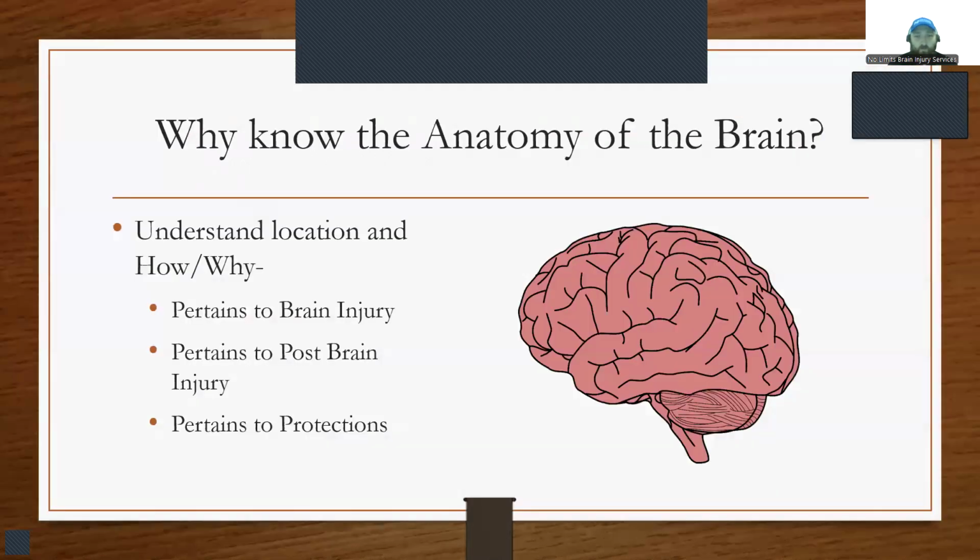And why should we know about anatomy? Is the brain just one part? Well, just like a car engine, there's multiple parts of the brain. So, using location, we can understand how and why things happen the way they do, especially with a brain injury, and also what happens post brain injury. What happens if there's a deficit in one of those areas? We're also going to look at how the brain naturally protects itself.